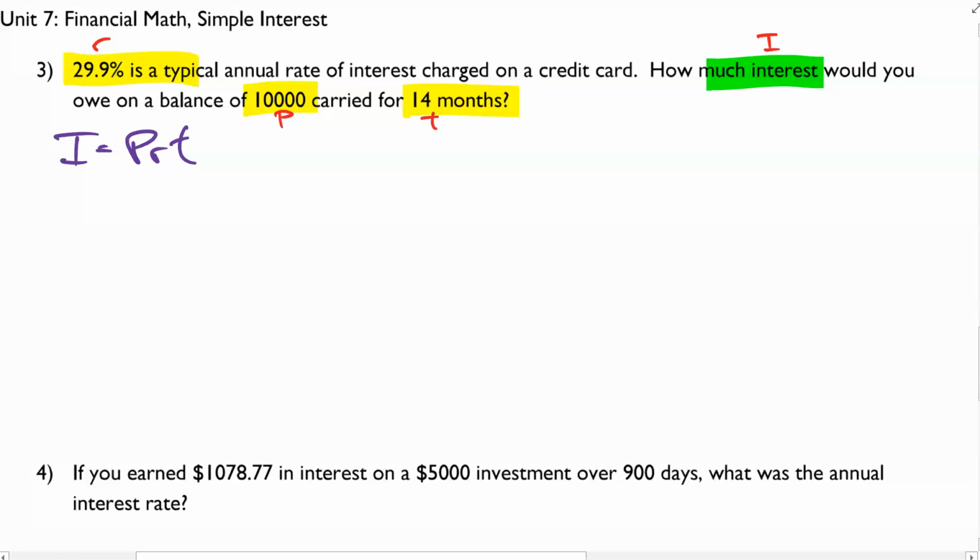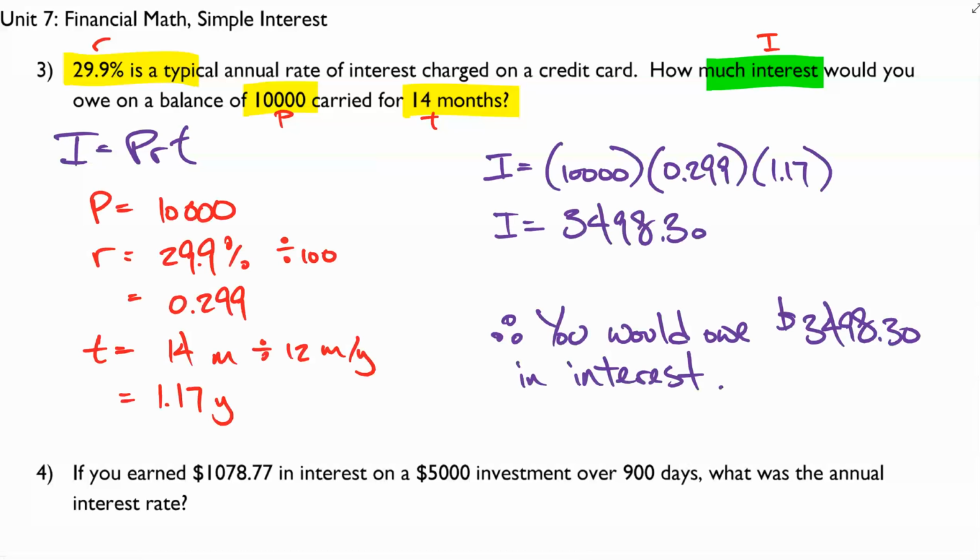Okay, let's take a moment and have you write out what P, R, and T is underneath. You might have to do some converting, and then you're going to just substitute and give me the answer for I. How much interest will you owe? Okay, I'll pause it.